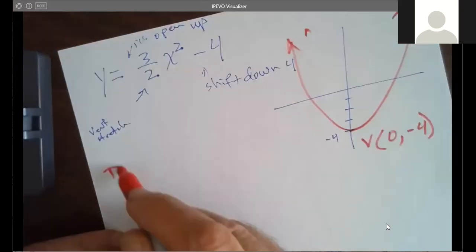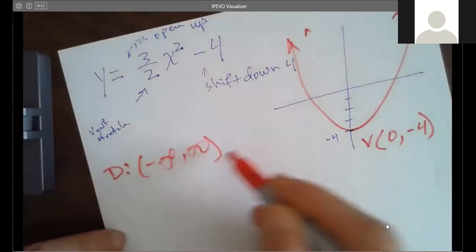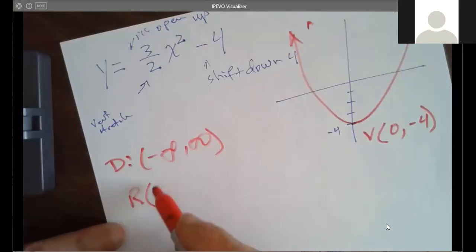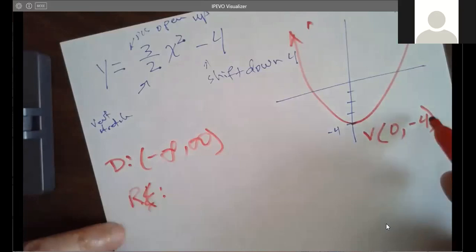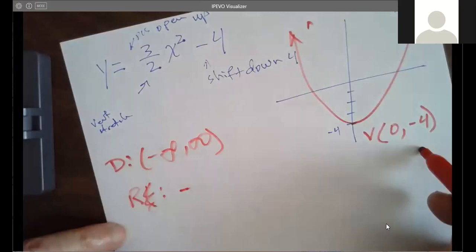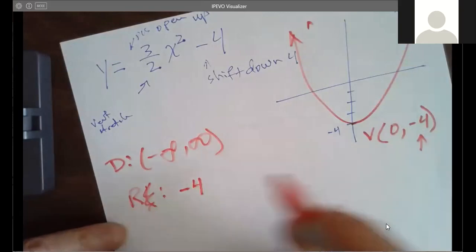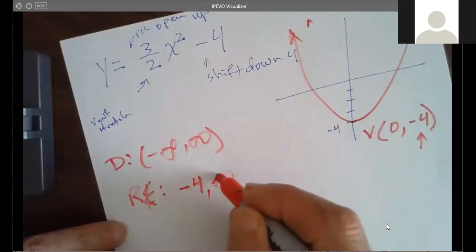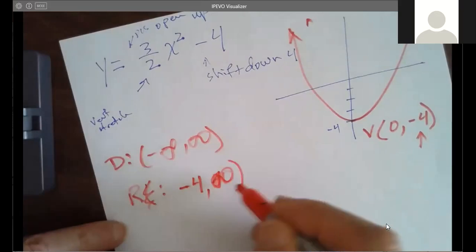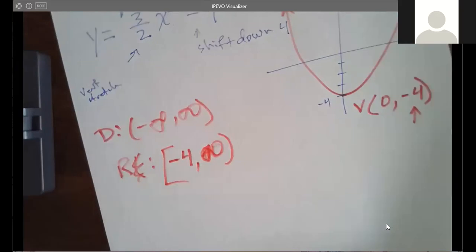So therefore our domain, again, negative infinity to infinity, that doesn't change. The range, because it opens up, is going to start at the y part of the vertex, or k, at negative 4 to infinity. And it's closed at negative 4. Okay.